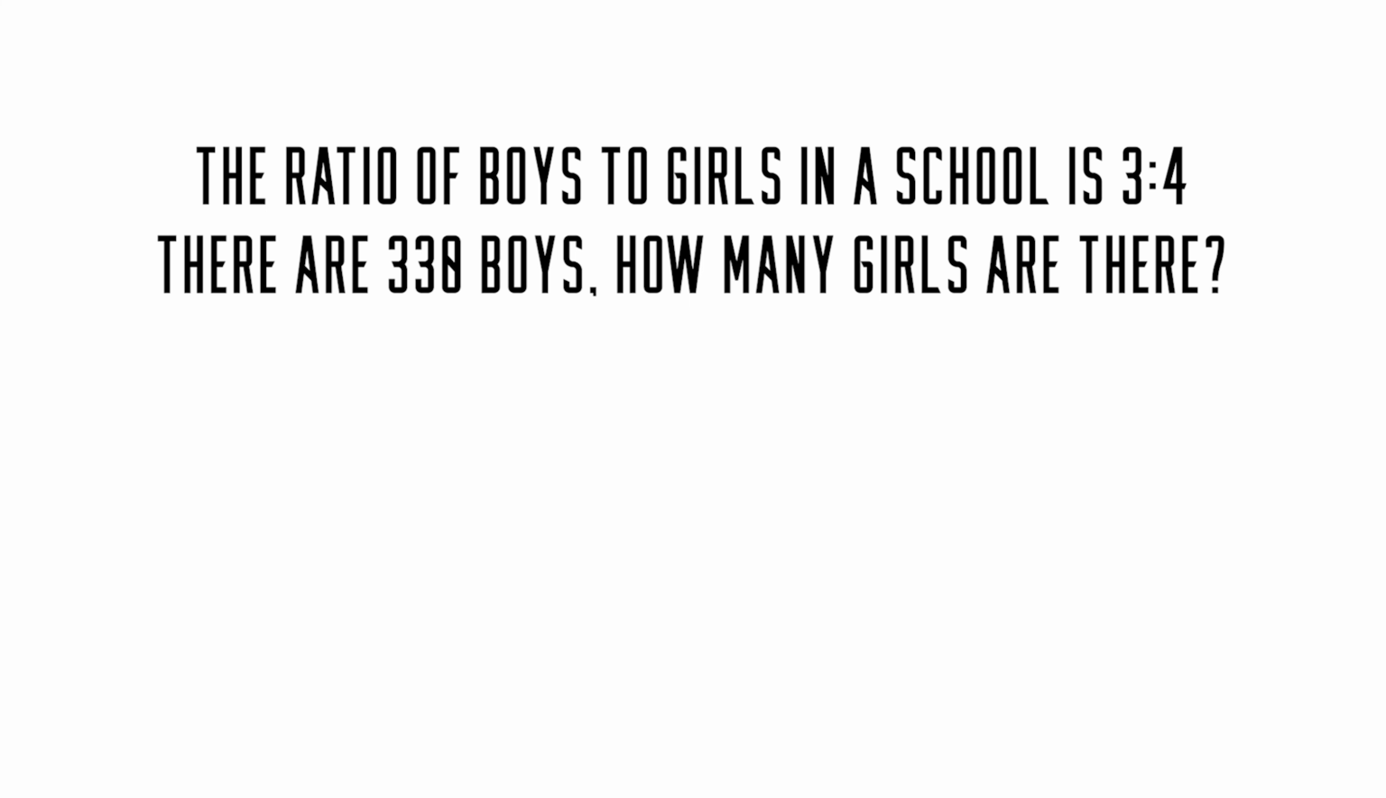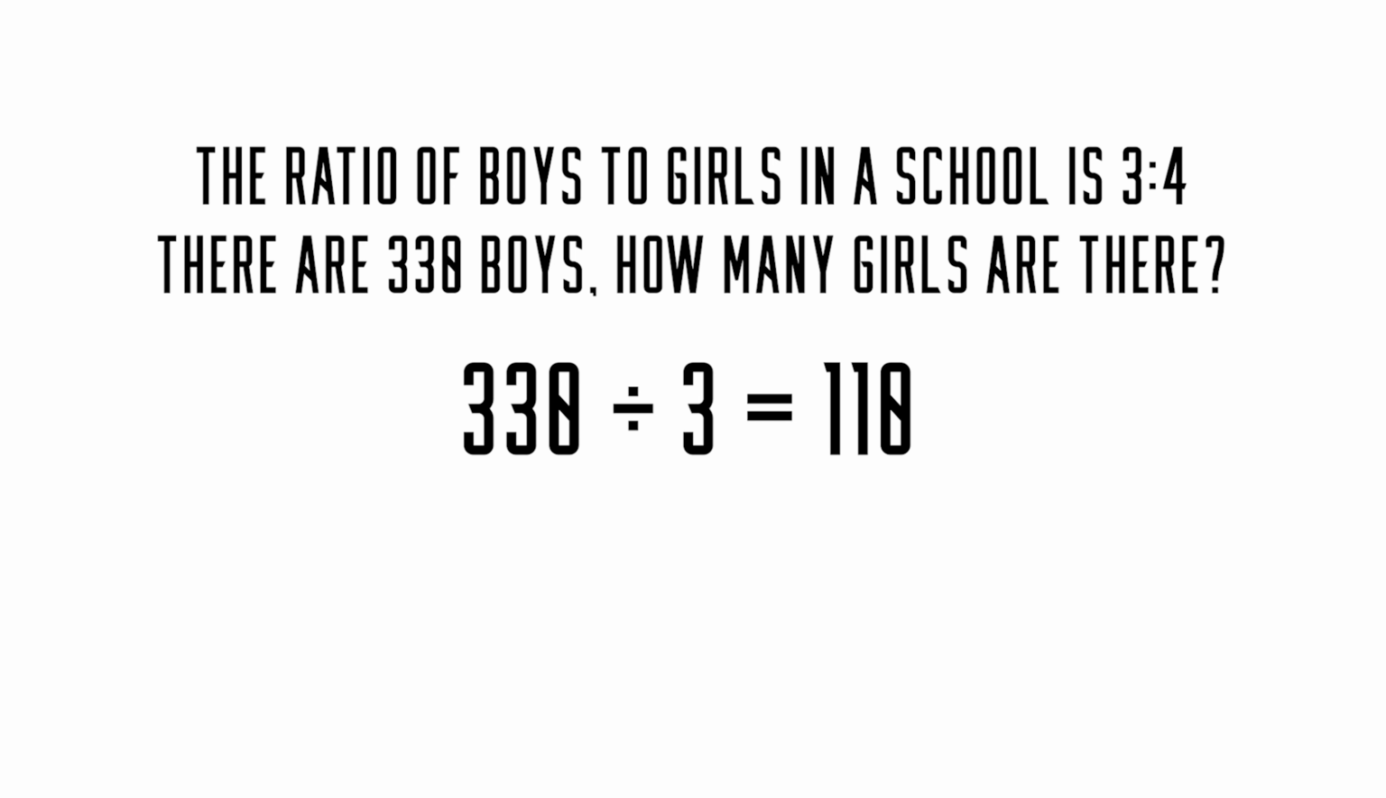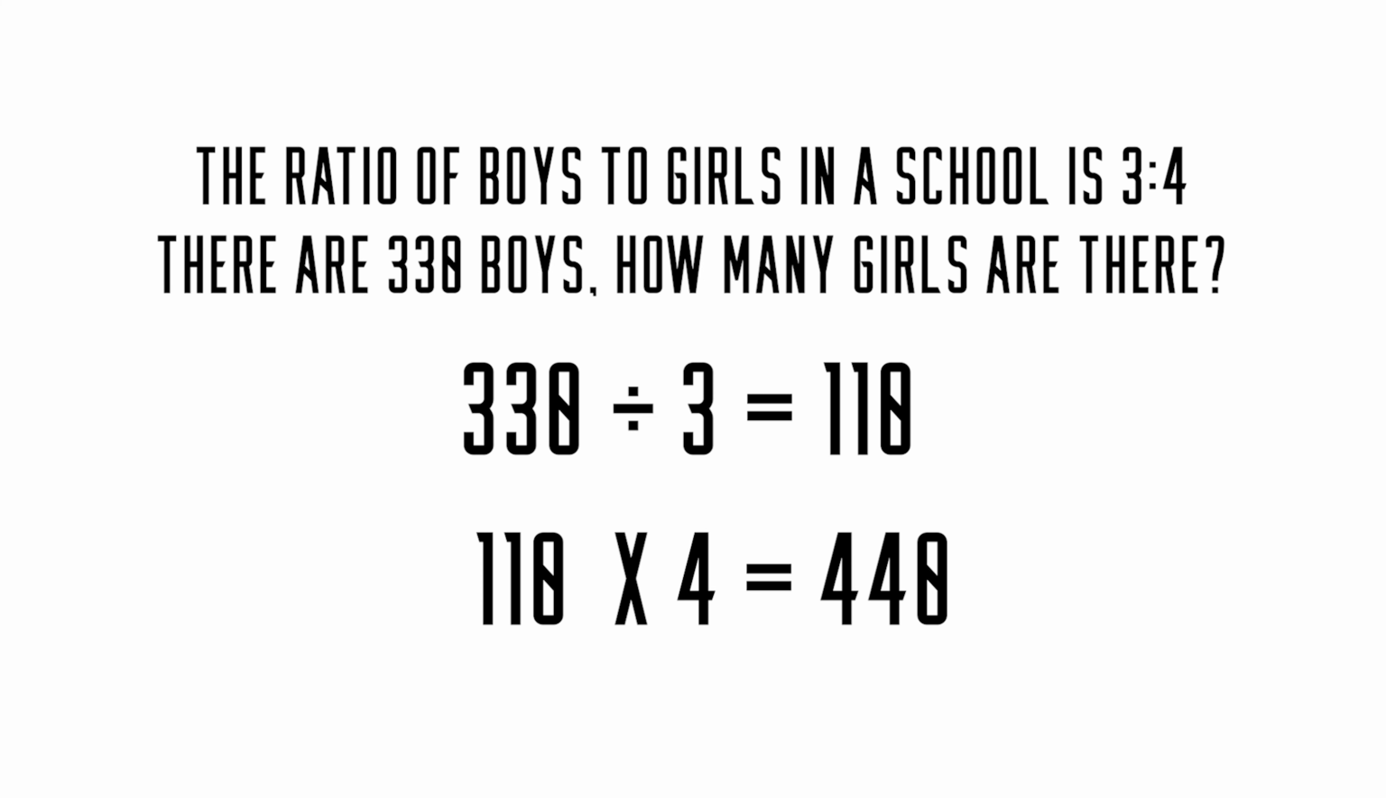We can do so by dividing 330 by 3 to get 110. This is what one part of the ratio is worth. Now we take this 110 and multiply it by 4 to find there are 440 girls in the school. Again, we were given one value as a clue to help us solve this ratio problem.